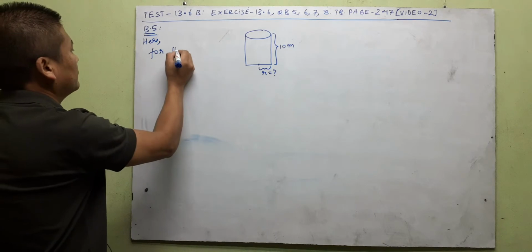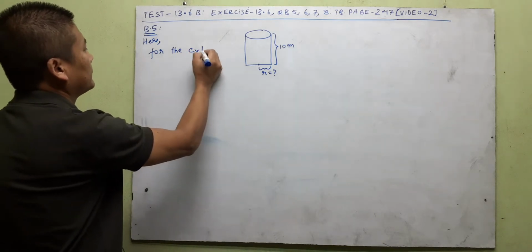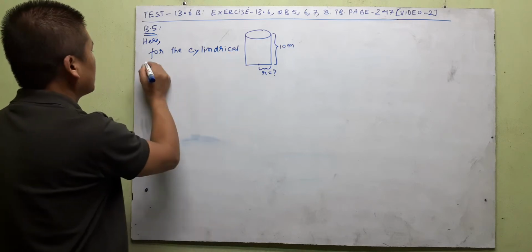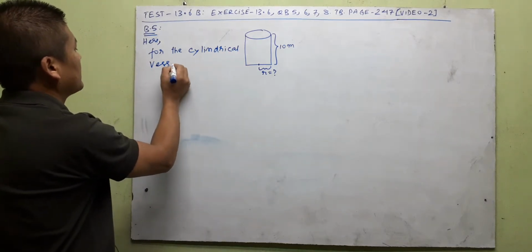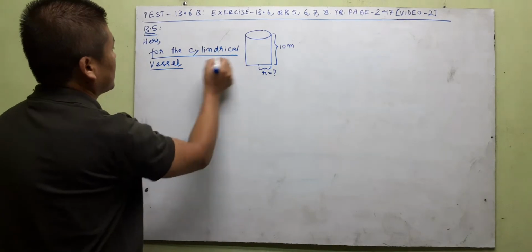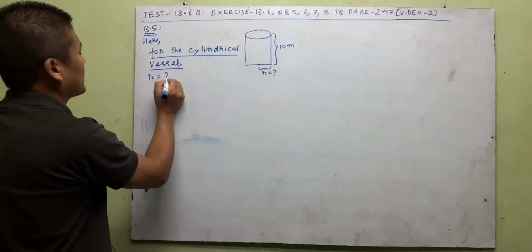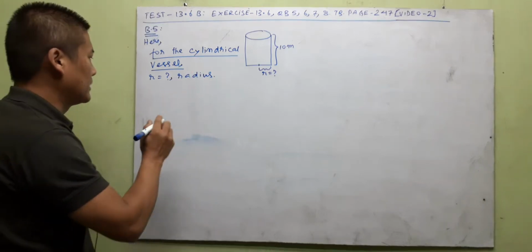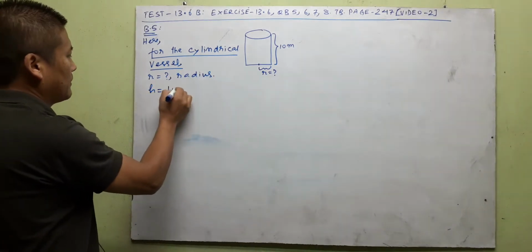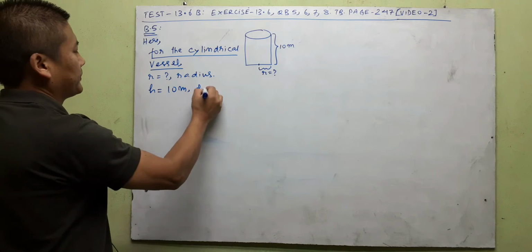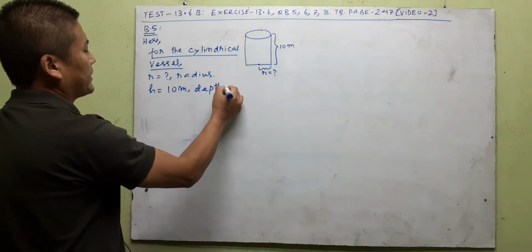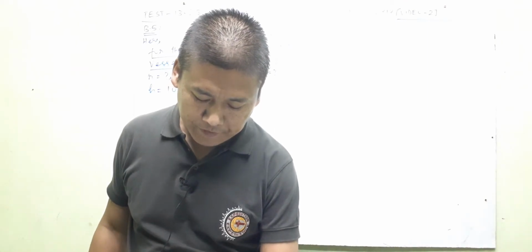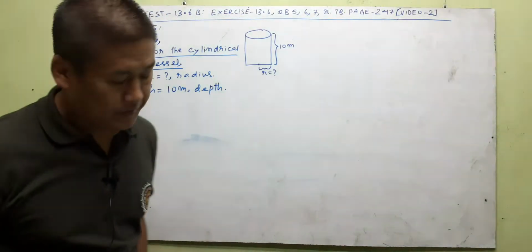So we can just write down here, for the cylindrical vessel that is given to us, R is question mark, is the radius of the vessel. And H is 10 meters, they're using the word deep, so we'll write here depth. Now with this, we have to find the 3 things there. So let us start with this.